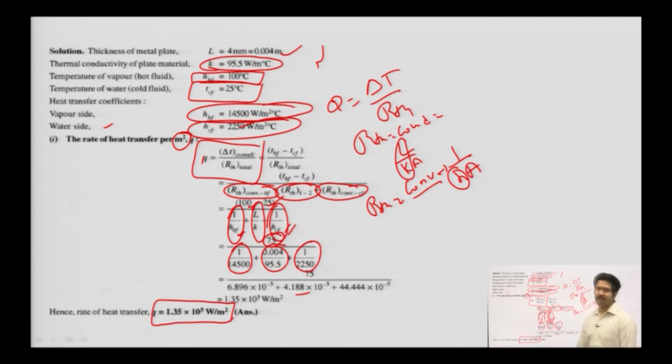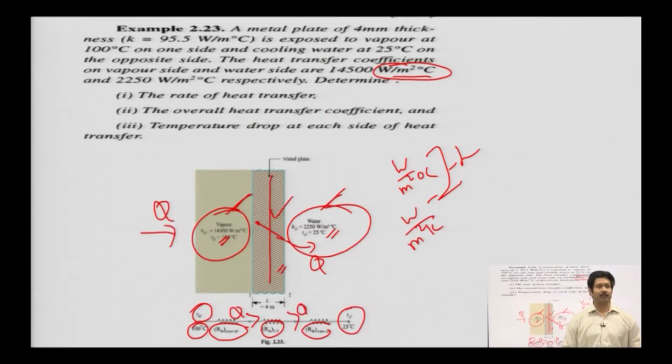Q is equal to 1.35 into 10 to the power 5 watts per meter square. So it is very much simple. It's very simple to understand how, when you have convection along with conduction, you first convert it into an electrical resistance circuit, and then it will be in series, and if it is in parallel, I have already solved that kind of numerical in my theory lectures and theory videos. You just go and check it out.